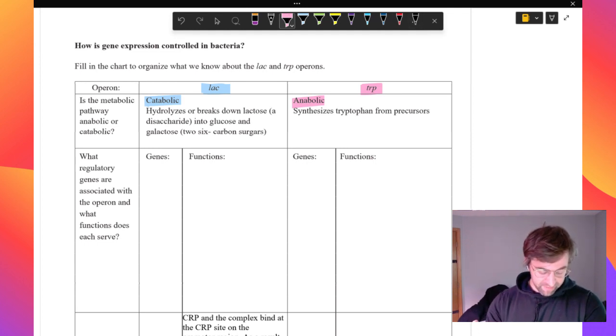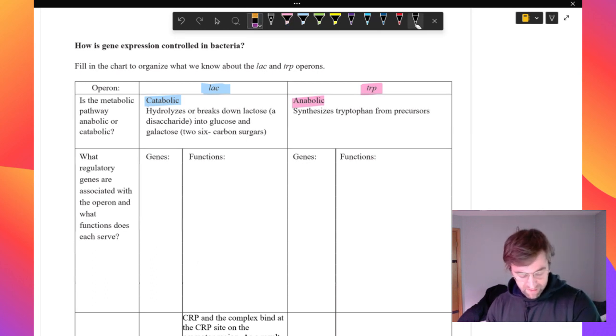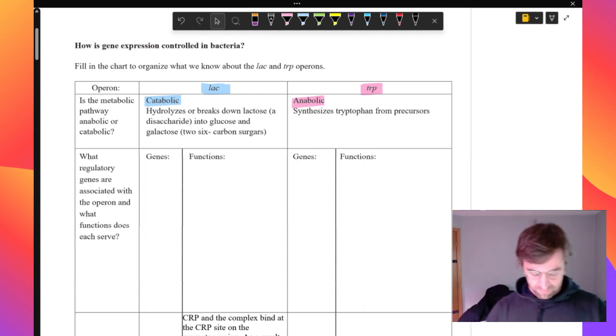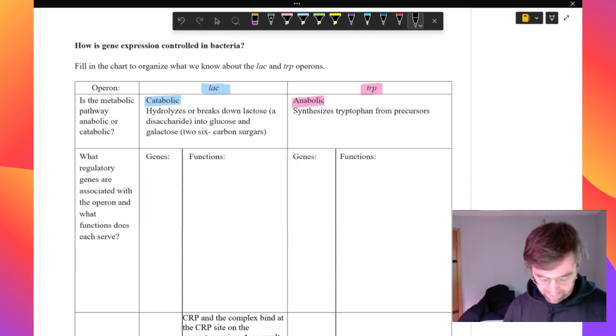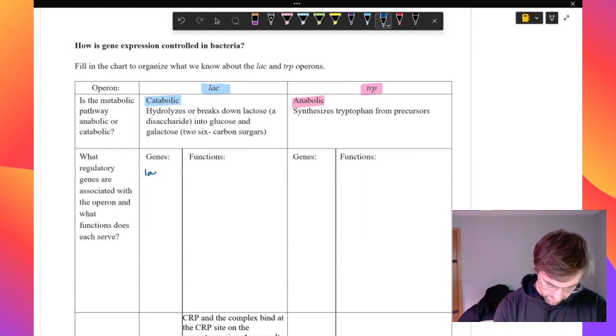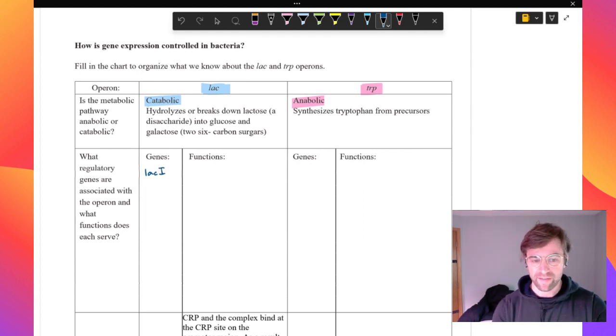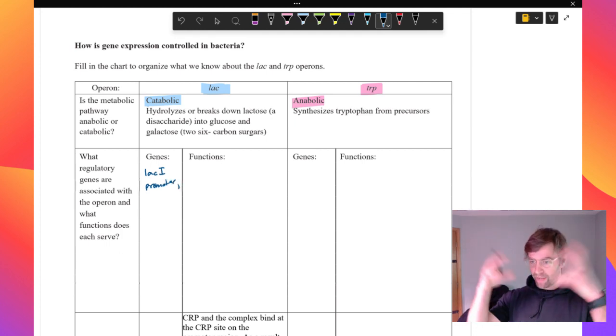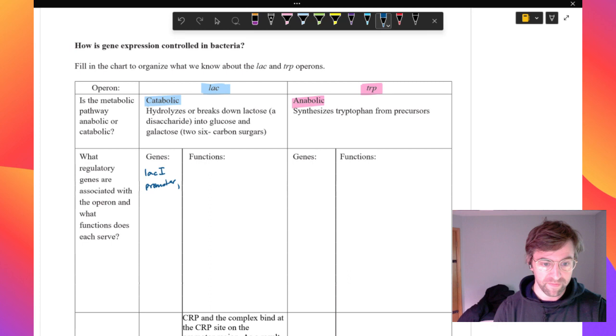All right. So looking on the left, what regulatory genes are associated with the operon, and what functions does each serve? You can maybe do this from memory. I certainly couldn't. Can I type this? Formatting's going to be weird if I do, so we're just going to stick to handwriting. For the lac operon, we've got lacI, promoter. Promoter is a binding site that upregulates gene expression.